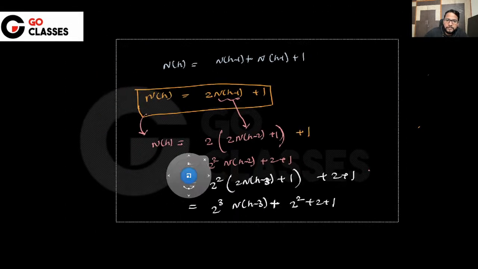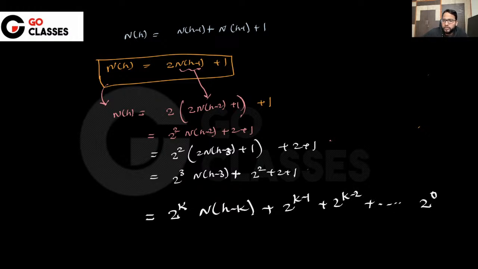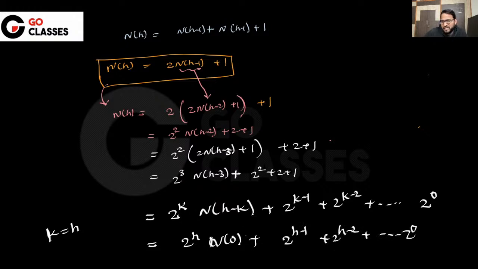Finally you will get something like this, in terms of 2 power k: 2 power k into nh minus k plus 2 power k minus 1 plus 2 power k minus 2, down to 2 power 0 or 2 power 1, so both are the same. If you put k equal to h, then you will get 2 power h into n0 plus 2 power h minus 1 plus 2 power h minus 2 till 2 power 0, and n0 is 1, that is our base case. Finally you will get the same answer that we got earlier, which is 2 power h plus 1 minus 1 upon 2 minus 1.